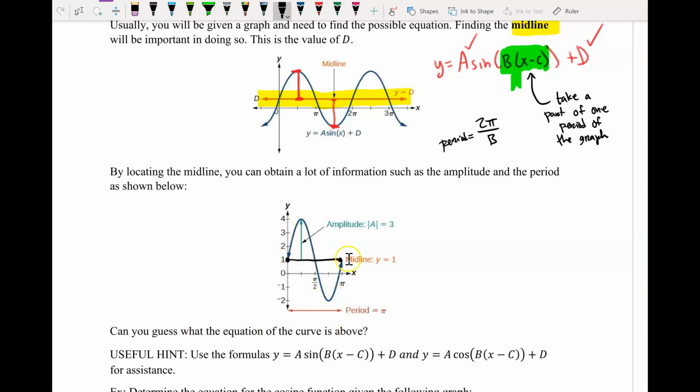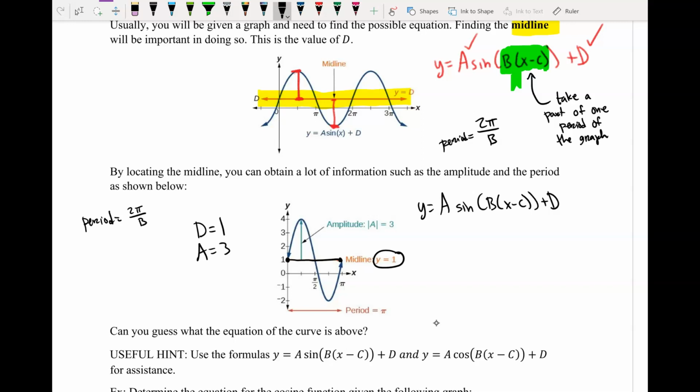This is a sine curve, right? So it's going to look something like this: y equals a sine of b x minus c plus d. We know what d is, right? d is just going to be whatever the midline was, which is equal to 1. So it's going to be positive 1. We know what the amplitude is. In this case, it's going to be equal to 3 because you go up 3 units. Now b is a little tough because we need to know what the period is. We know that the period is equal to 2 pi over b.